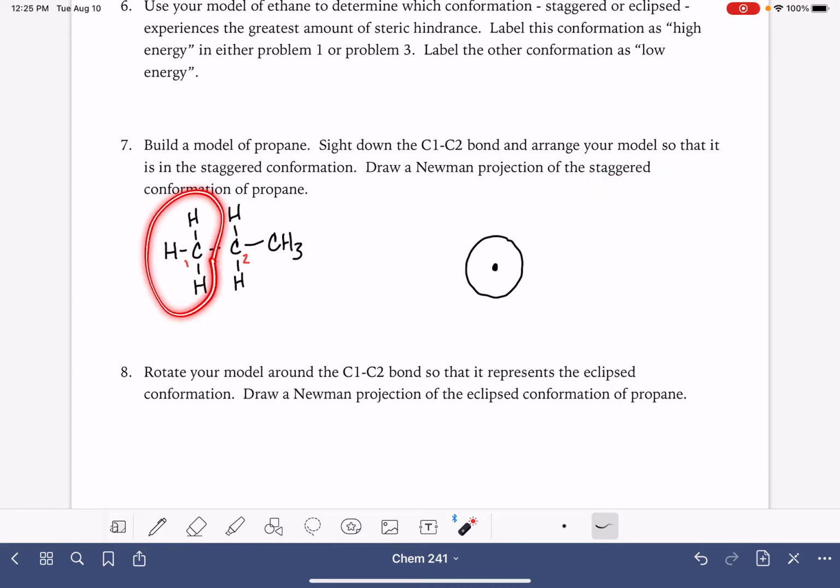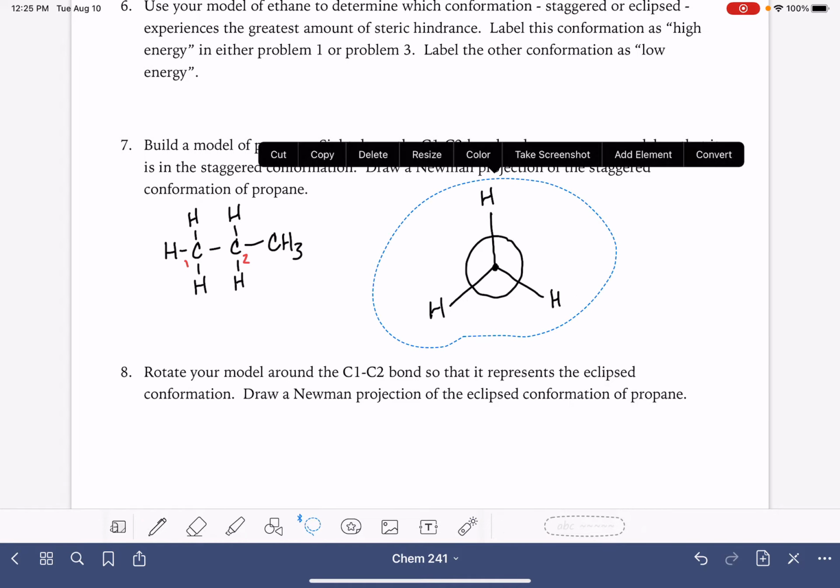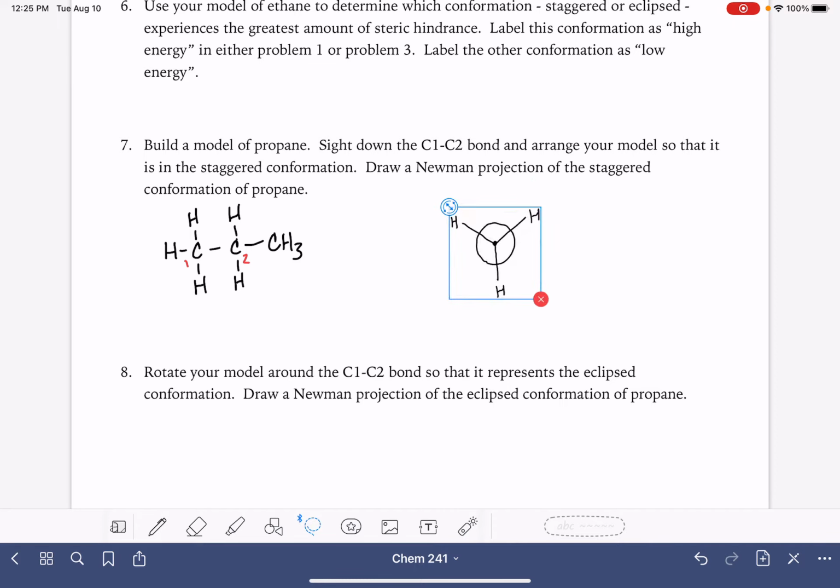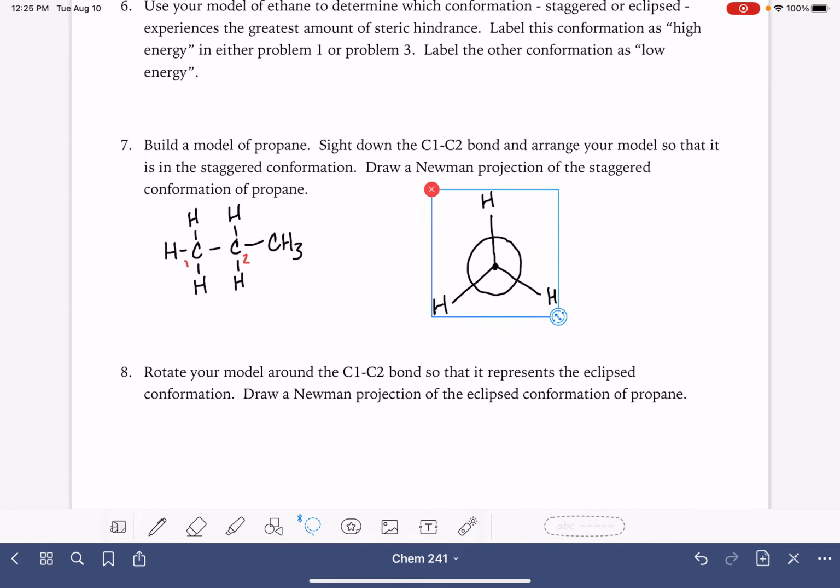So on my carbon number 1, I'm going to have these 3 hydrogens. They're all going to be 120 degrees from each other. And again, it does not matter how you choose to orient these 3 hydrogens. You can have them angled in any way that you want. It's really just your own personal preference.